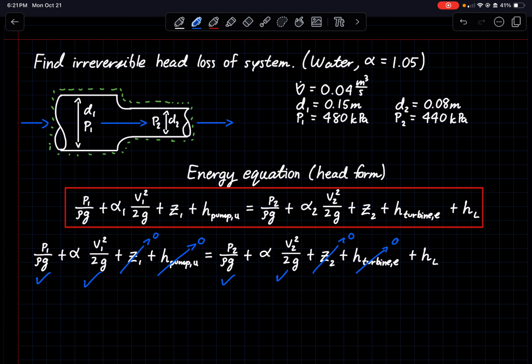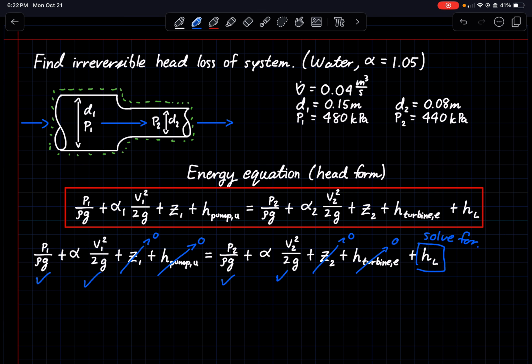With a turbine, the pressure will drop and the turbine will extract some energy from the fluid moving through it, and that would power something like a generator. In this case, though, again, we don't have a turbine, so we don't have to worry about that. And head loss: we are actually supposed to find the head loss for the system, so this is what we are going to try to solve for.